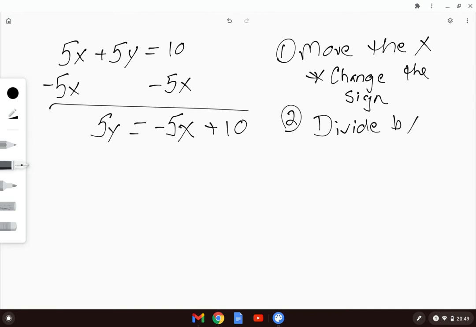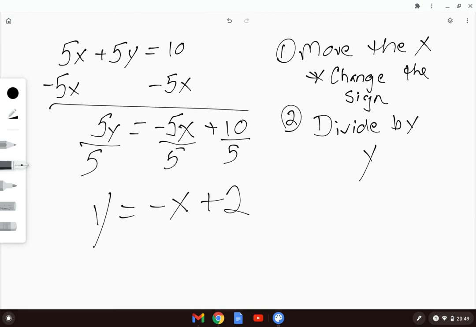Then I divide by the y. So 5x plus 5y equals 10 is y equals negative x plus 2 in slope-intercept form.